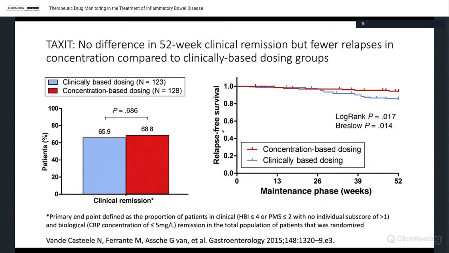And what they found was that relapse-free survival was greater in the concentration-based dosing compared to the clinically based dosing, as shown in this Kaplan-Meier curve, where concentration-based dosing is in red and clinically based dosing is the line in blue. And this was statistically significant.